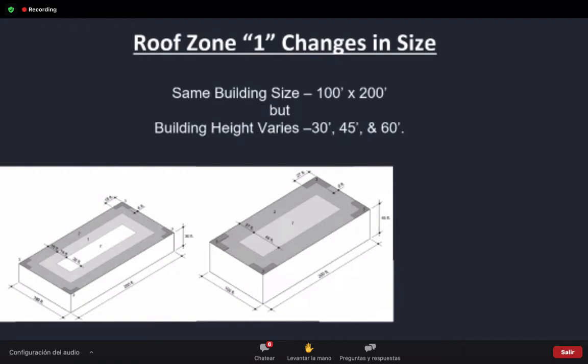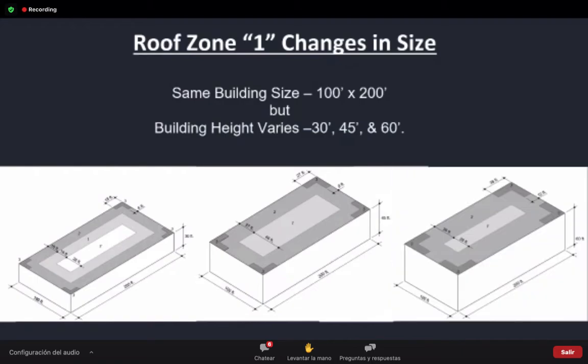Now, if we get to 60 feet, see what happens is that zone 1 is really small and your zone 2 and your zone 3 are even bigger. Remember, these are all the same dimensions, 100 feet by 200 feet, but just by changing the height, we're changing how large our zone 3 and zone 2 are.